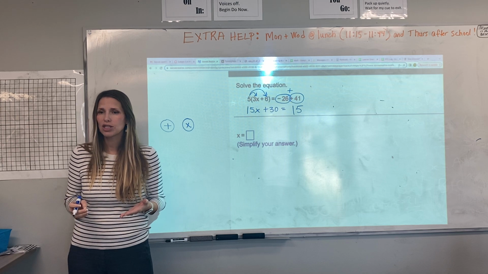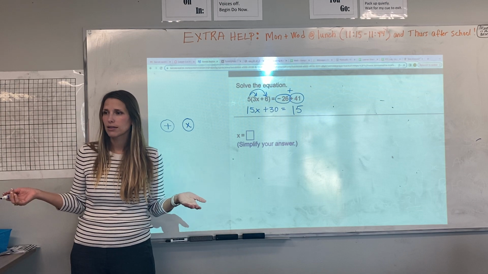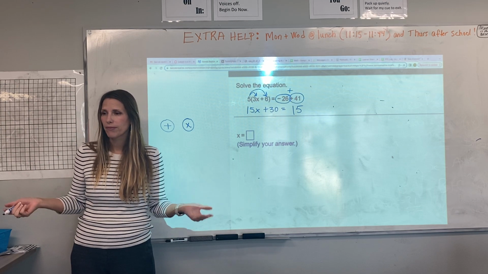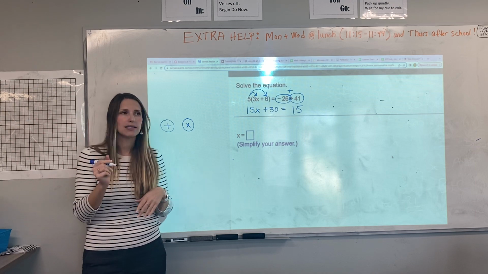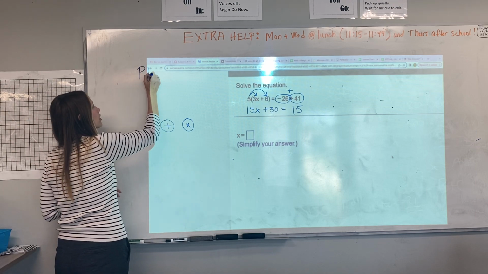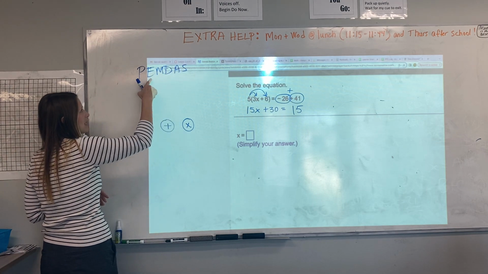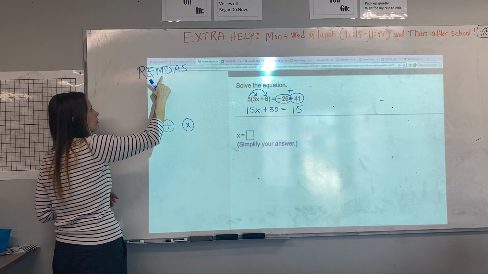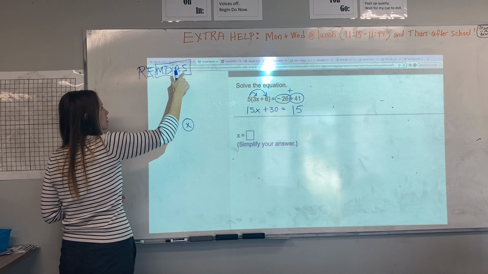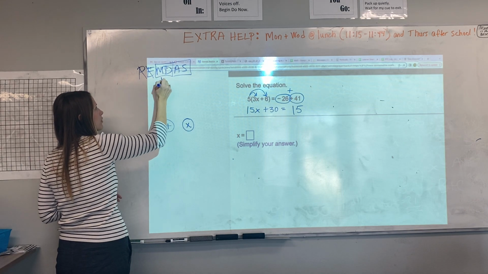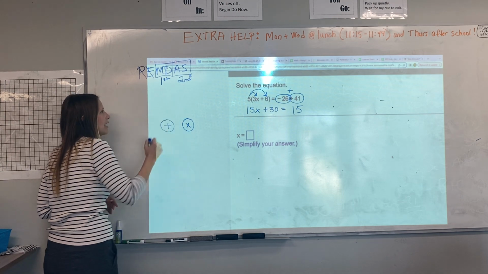We know order of operations as an acronym called PEMDAS. Each letter of the word stands for something. Parentheses, exponents, which we're not dealing with right now. Multiplication, division, addition, subtraction. These are the same step. This one comes first, this one comes second, from left to right.